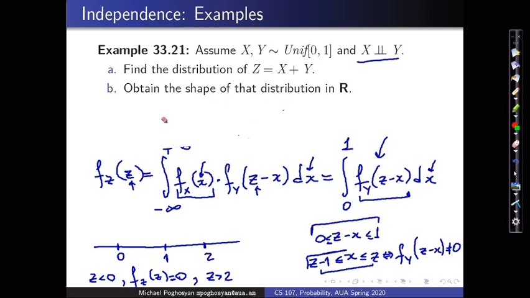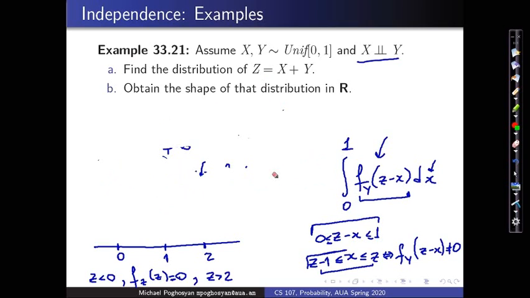I will erase also this part. Just remember that we are calculating f_Z at point z. This integral is f_Z at point z. So if z is between 0 and 1, z is here. I am drawing this region from z minus 1, the length is 1. From z minus 1 to z, this is non-zero. This is in fact 1 in that region. f_Y was either 1 or 0, so if this is not 0, it is 1.